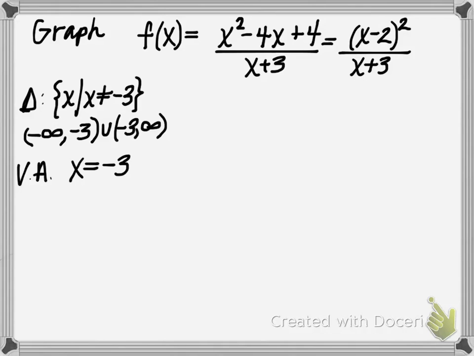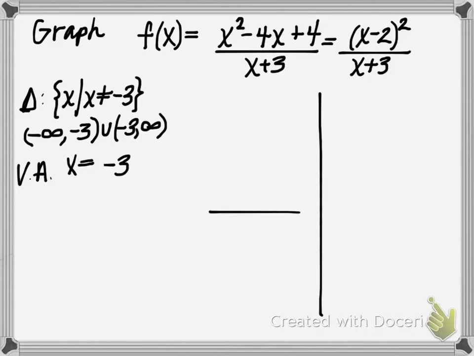Remember again, it's so important that you do write x equals negative 3, because if you just have negative 3, that's just a number, that's not actually a line. And this asymptote is a line. It's this imaginary vertical line, if you can think of it like that, that the graph is going to get very, very close to, but not touch.